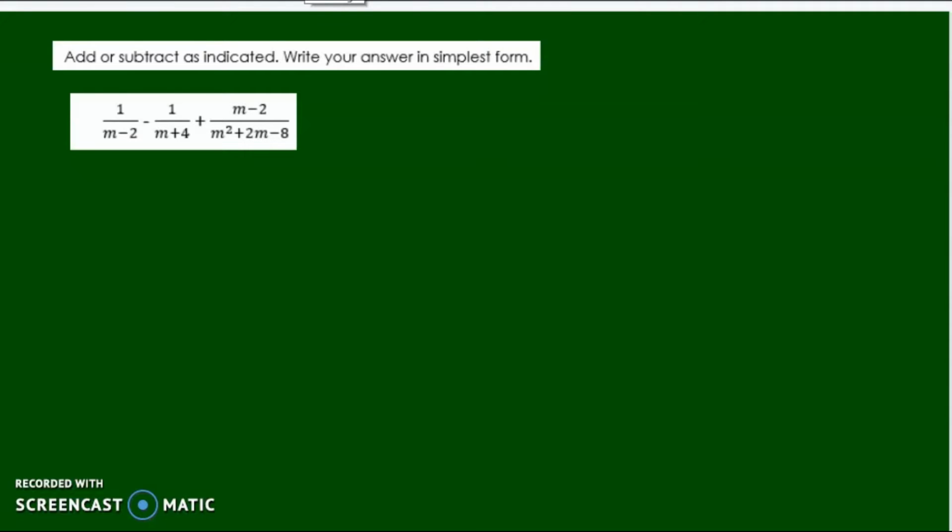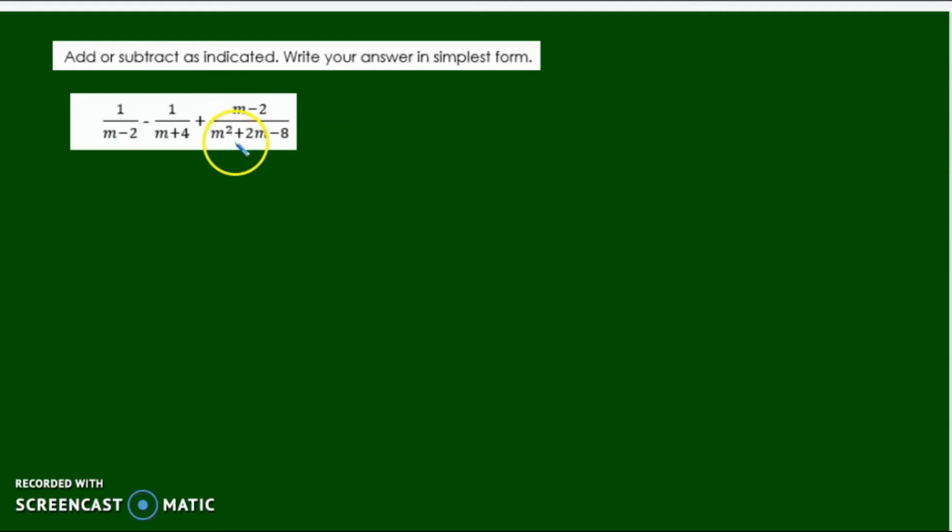Let's have the first one. So we have here 1 over m minus 2, minus 1 over m plus 4, plus m squared, m minus 2, all over m squared plus 2m minus 8. So first, since the denominators are dissimilar, find the LCD. So m minus 2 and m plus 4 are prime expressions. So standby lang sila. And then, this one is factorable.